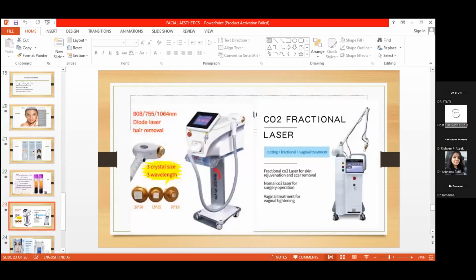Then comes your lasers. So it can be CO2 lasers or diode lasers for hair removal. Diode lasers come in different wavelengths, in the range of 808, 755, 1064 nanometer. And CO2 fractional lasers can be used for cutting, fractional vaginal treatment, vaginal tightening. So depending on the purpose, you can take the CO2 lasers. So fractional CO2 would give skin rejuvenation and scar removal. Normal CO2 laser is for surgical operations, and along with the vaginal treatment, it would give you vaginal tightening.